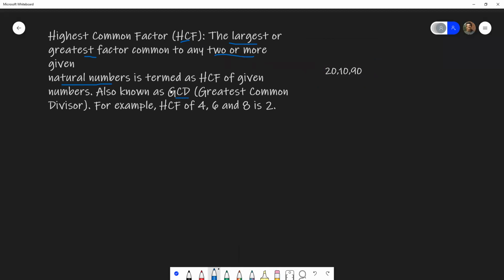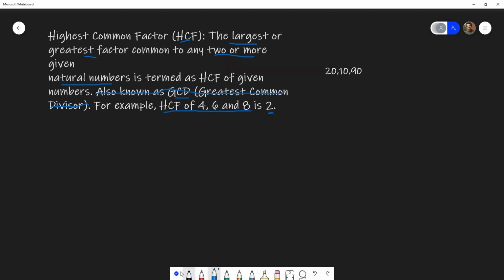You don't have to remember it. GCD, greatest common divisor. You don't have to know about it. It's just extra information. I also didn't know about it. For example, HCF of 4, 6, and 8 is 2.